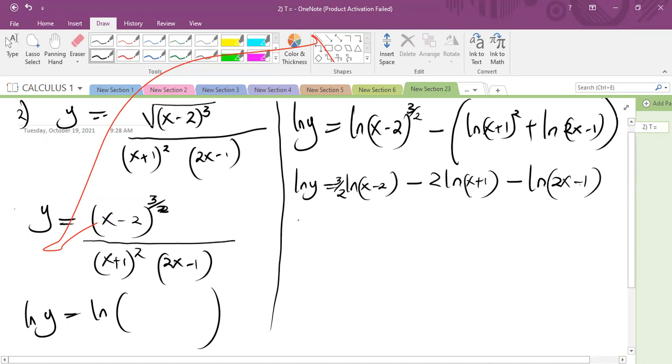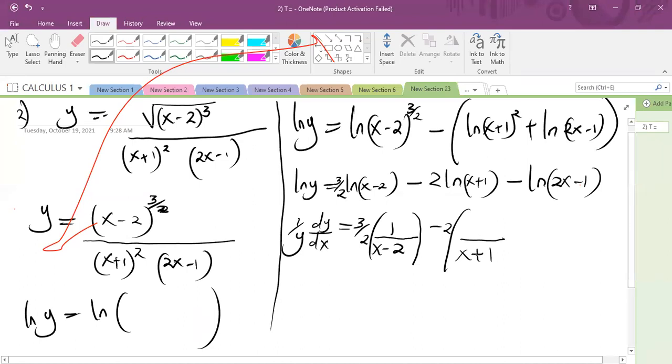Differentiating ln y, what do we get? The derivative of ln y is 1 over y dy/dx. And this is equal to 3 over 2. Differentiating ln (x - 2), you write x - 2 down here, and then up here you write the derivative of what you've written down here. If you differentiate x - 2, you get 1. Minus 2, differentiating ln (x + 1), you write x + 1 down here and on top you write the derivative of x + 1. If you differentiate x + 1, you get 1.